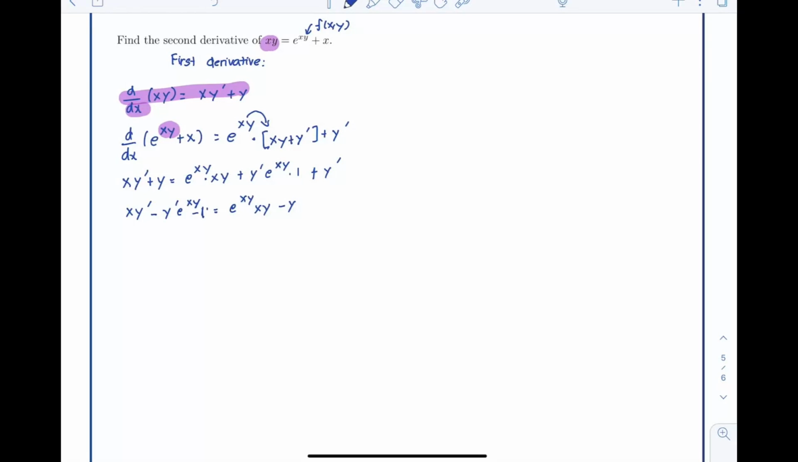That should be minus y prime, sorry. Y prime isn't common, so we'll pull that out. We have x minus e raised xy minus 1 equals e raised xy. I have a y in common, I'll pull that out, minus 1 times y. So the first derivative is x e raised xy minus 1 times y divided by x minus e raised xy minus 1.